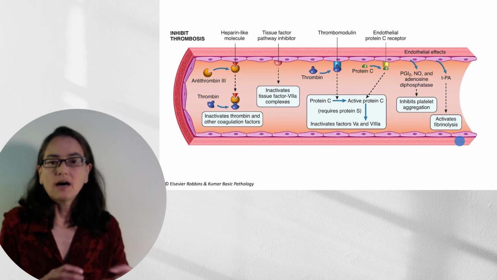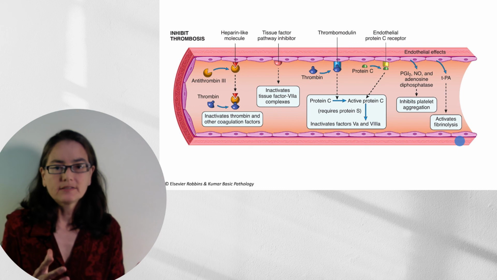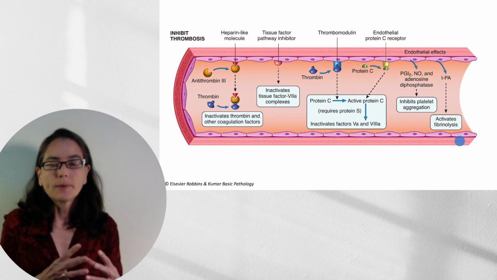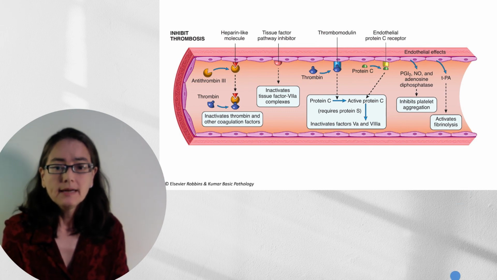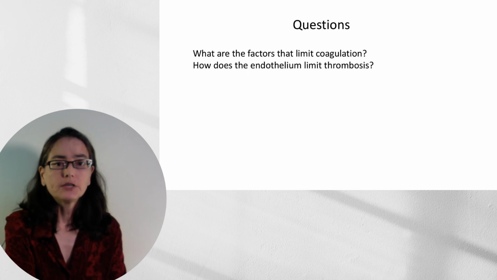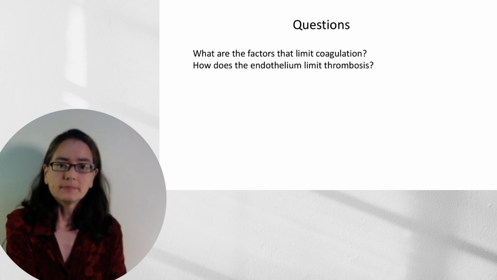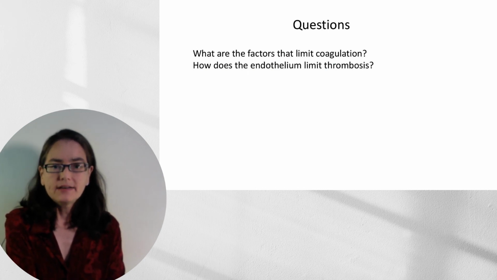So this is just putting it all together, all the things the endothelium is doing to prevent coagulation, because you can't have coagulation forming too quickly in the veins. You'll clot things off, and this is something that you will see in patients that have clotting diatheses. Let's finish up with just two questions for you to consider. What are the factors that limit coagulation, and how does the endothelium limit thrombosis? Both of these are good things to consider.